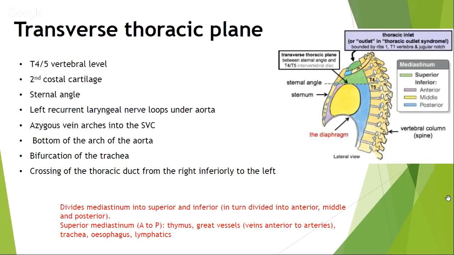The last key thing, I think, for the anatomy is the transthoracic plane. It's at the T4-5 vertebral level, second costal cartilage, and it's a key landmark in the neck. At this location, you've got the recurrent laryngeal nerve looping under the aorta on the left, the azygous vein arching into the superior vena cava, the bottom of the arch of the aorta, the bifurcation of the trachea, and the crossing of the thoracic duct from the right side inferiorly to the left side superiorly.